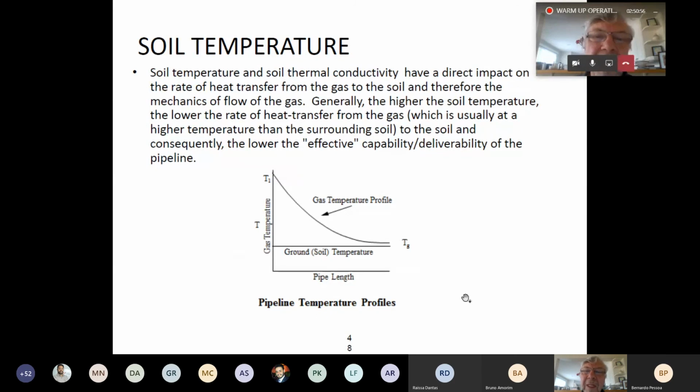And I mentioned before about the soil temperature and how important it was. It means really that the higher the soil temperature, the lower the rate of heat transfer from the gas, because the gas is usually at a higher temperature than the ground. And so as you change the temperature of the gas, you're improving its viscosity, so you get more flow through there. We talked about that before. Let's go to the next slide.